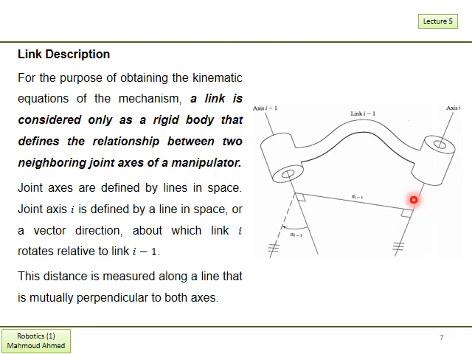And the distance between both axes is simply the straight line, which is represented by the mutual perpendicular. This straight line is perpendicular to the extension of this axis, and at the same time it is the perpendicular with respect to axis I-1.